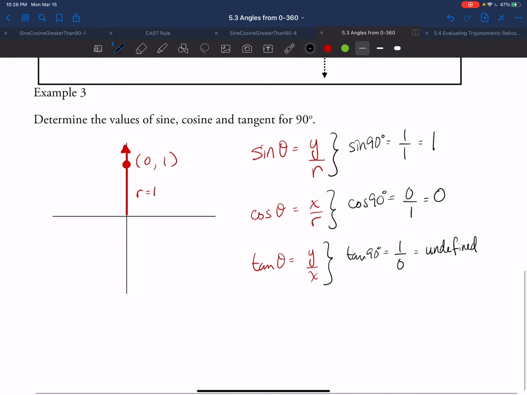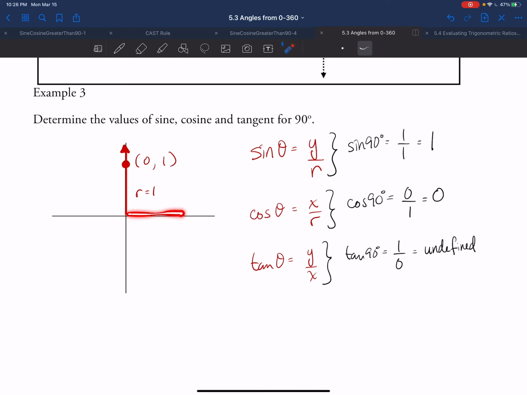So you could do the same thing for 0 degrees or 360, 180, or 270. Just plug in a point, 0, 1, or if it was here, I'd do 1, 0. So over here, I do negative 1, 0. Over here, I do 0, negative 1. And then you know what x, y, and r are, and you plug it in, then you can figure out what the sine, cos, and tan of 180 are, or 0, or 270.